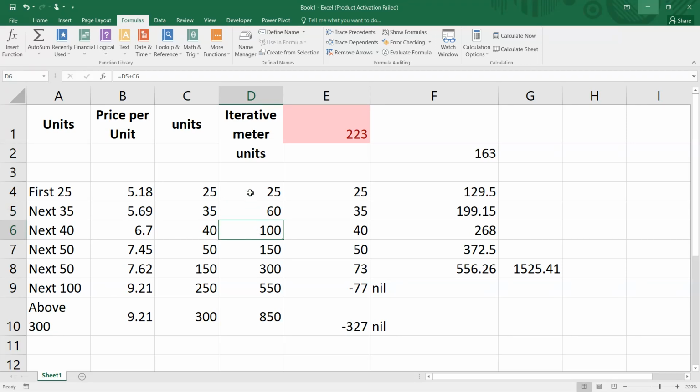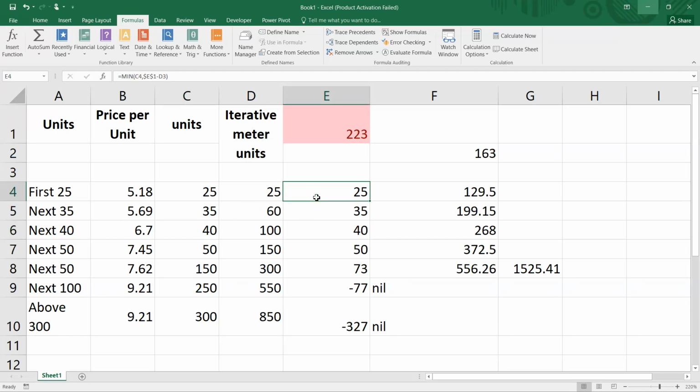This is the iterative calculation I have done. The formula is equal to C4. C4 is 25, and that's static data. I have written only equal to C4, and in the next cell I have added up D4 with C5, this one. So this cell will be 60 plus 40. In this way the iterative unit has been made.